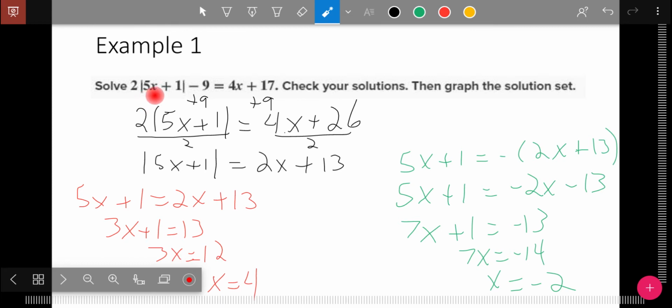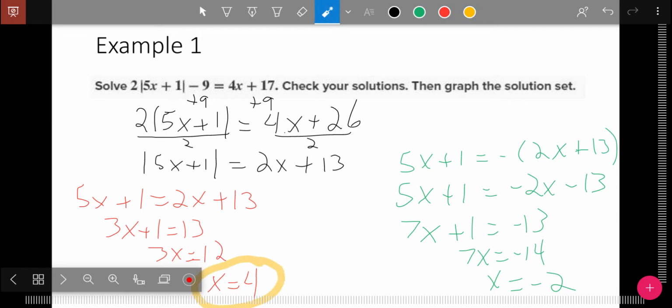Up here, 4 times 5 is 20, plus 1 is 21, times 2 is 42, minus 9 is 33. So that side's 33. 4 goes here. 4 times 4 is 16. Plus 17 is 33. So 33 equals 33. That checks out. So this is one answer.